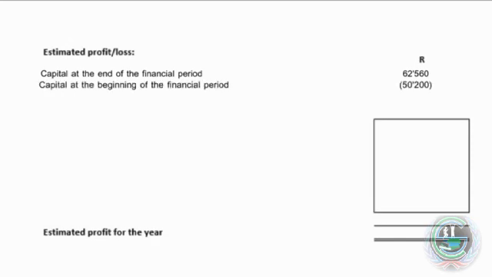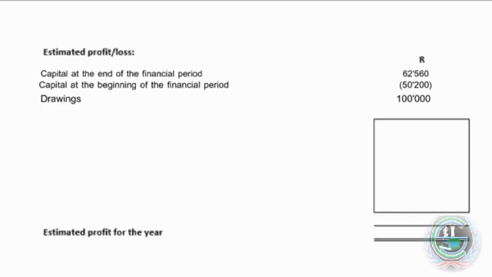Okay, let's move on to our estimated profit or loss. So, we'll start with capital at the end of the financial period, which is the current period. So that means we're going to take that total of 62,560 Rand and put it there. Next, we're going to put the capital at the beginning of the period, which is our opening amount, which is 50,200 Rand. So we're going to deduct that. Alright, next we're going to add in our drawings, which is 100,000 Rand.